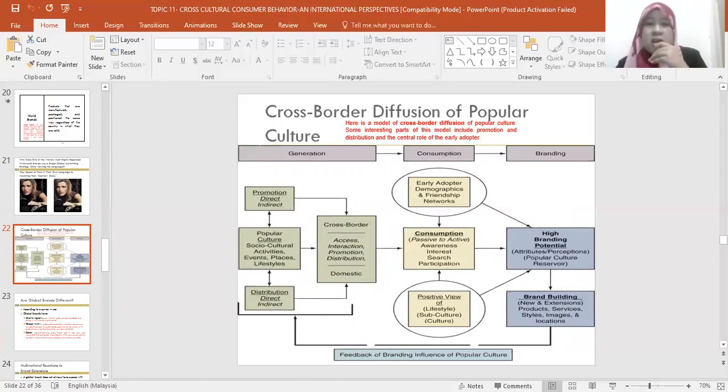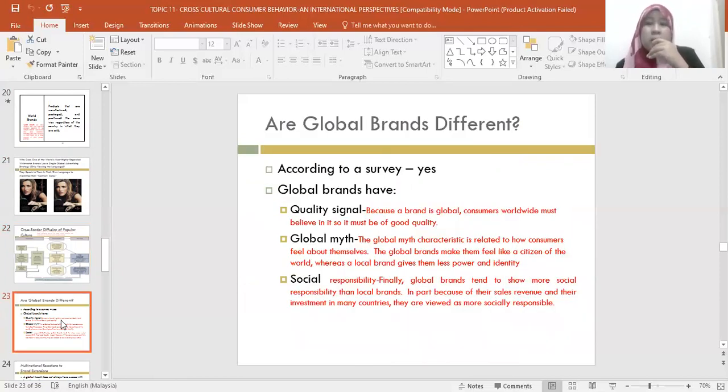Okay, so this is the model. You can read your own in the long note. Also, they have more elaboration on this. All right, so are the global brands different? The answer is yes, totally.